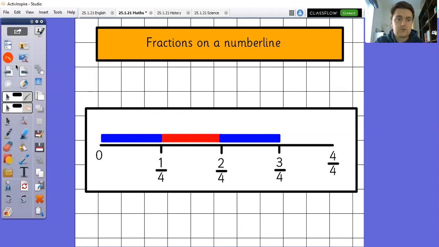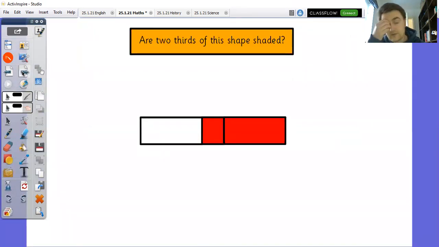So there's 2 jobs for you today. Oh, sorry, we'll go through these first. So are 2/3 of this shape shaded in? Have a look at it and have a think, first of all.